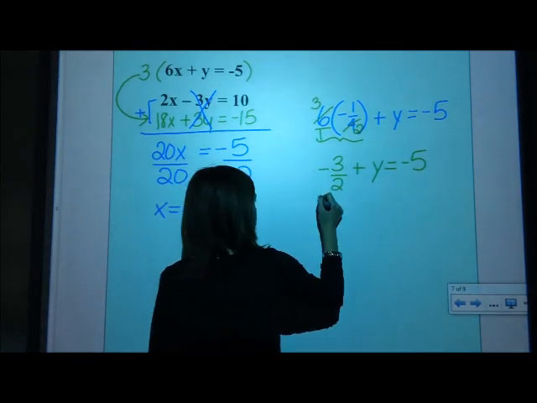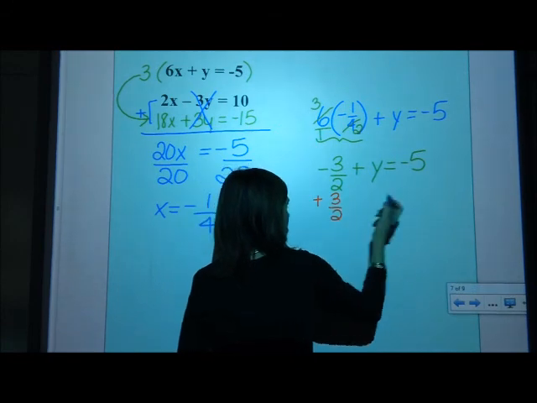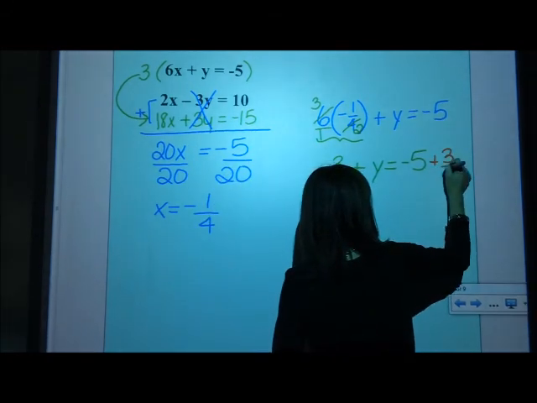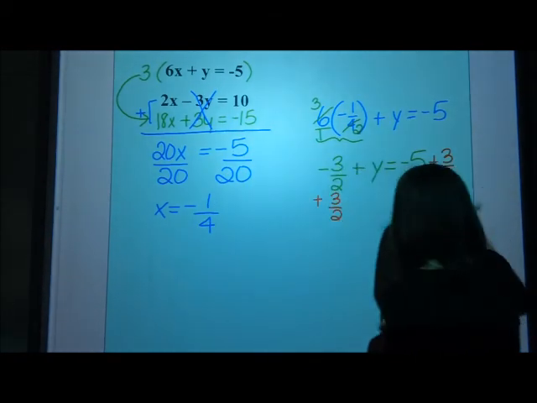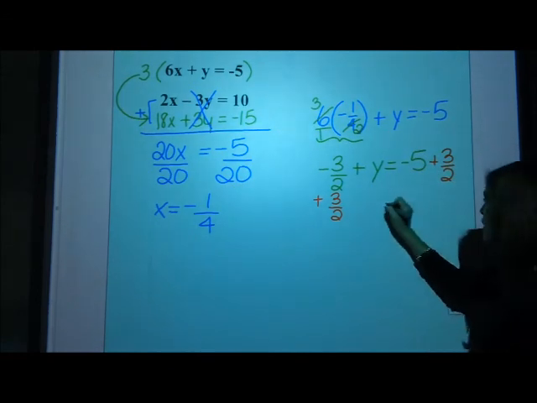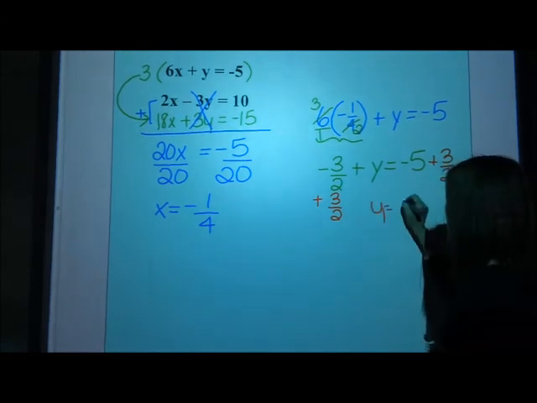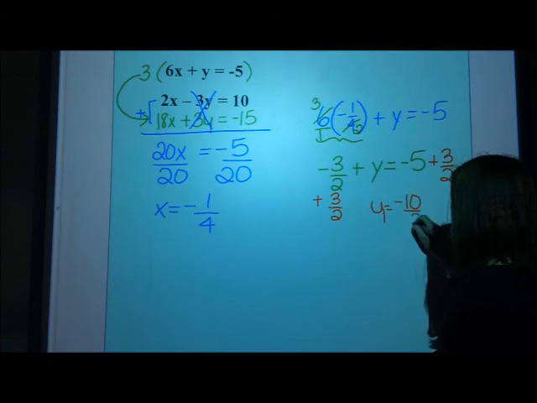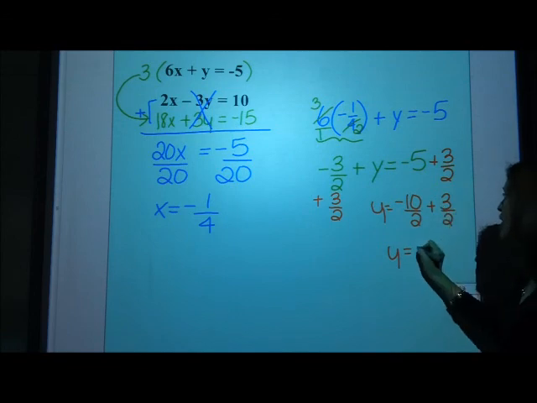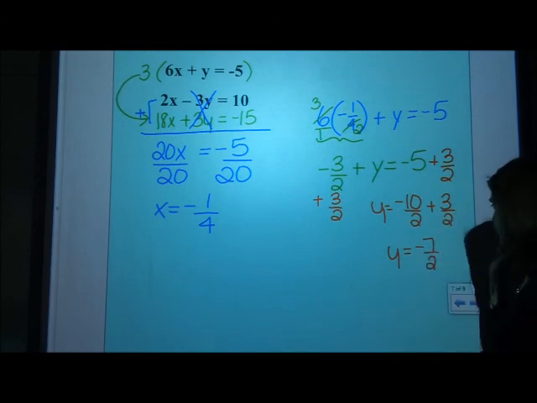We're going to add 3 halves to both sides. Okay, and we have negative 5 plus 3 halves. We have to find a common denominator, which is 2. And so this becomes negative 10 over 2 plus 3 over 2. So my y then is negative 10 plus 3, negative 7 over 2.